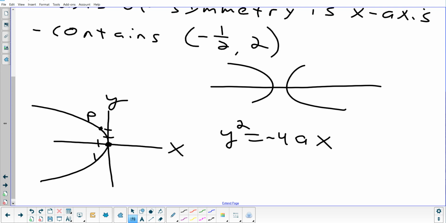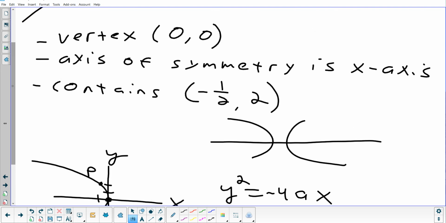Okay, so we need A. Well, let's think about what A is. It's the distance between the vertex and the focus. Did they give me the focus? No. Then I can't figure out the distance between the vertex and the focus. Well, A is also the distance between the vertex and the directrix. Did they give me the directrix? No. So I can't figure out A that way.